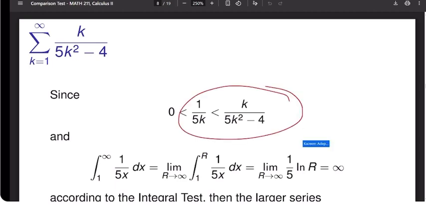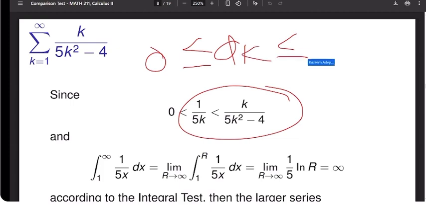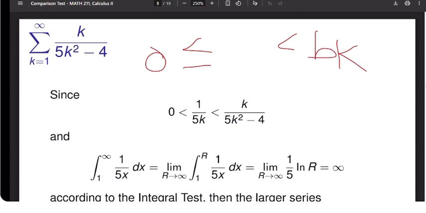Now, can you see the situation? 1 over 5k is less than k divided by that. And you remember the way we normally write it? We normally write 0 less than or equal to ak less than or equal to bk, right? Now you know what your ak is, you know what your bk is. Now you can see what we have right now. Now you know what we want to do. We actually want to investigate this guy.